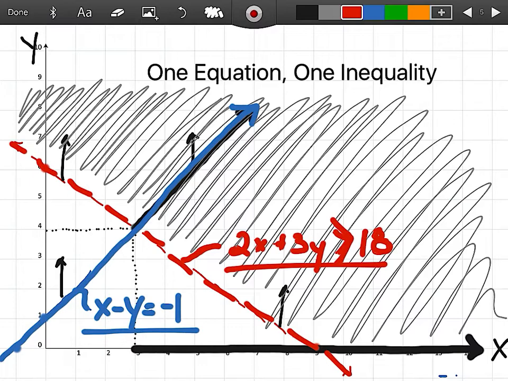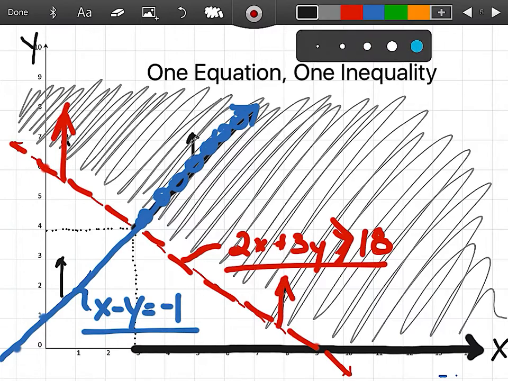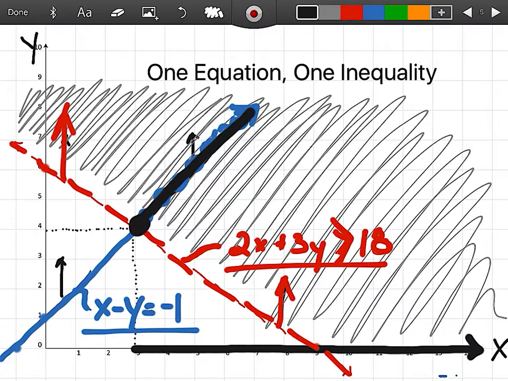So in this particular case, the only points that are valid for the equation are these points on the line. Nothing in the gray area other than being on the line will satisfy the x minus y equals negative 1 equation. However, all parts in the gray satisfy the inequality that is greater than 18. So 2x plus 3y greater than 18 is this entire gray area. And on the black part only, right here, is where the values are valid for x minus y equals negative 1.